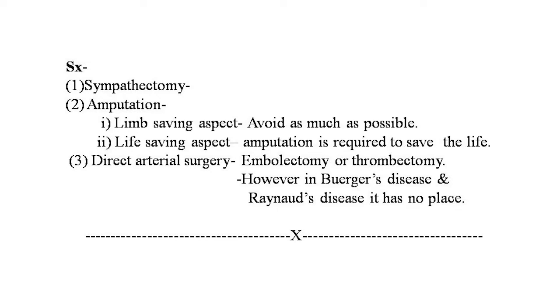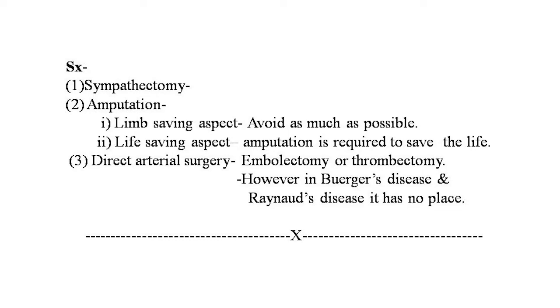First is the limb saving aspect, to avoid amputation as much as possible. Second is the life saving aspect, that is, amputation is required to save the life. And third is the direct arterial surgery, that is the embolectomy or thrombectomy. Whatever the cause behind the gangrene, it should be removed. However, in Buerger disease and Raynaud disease, it has no place.